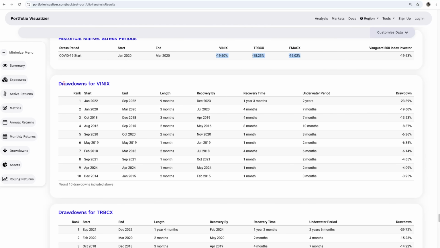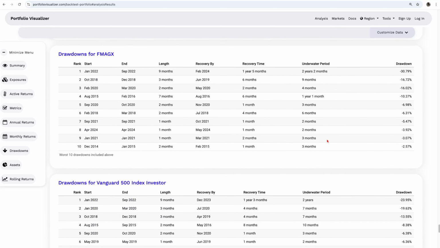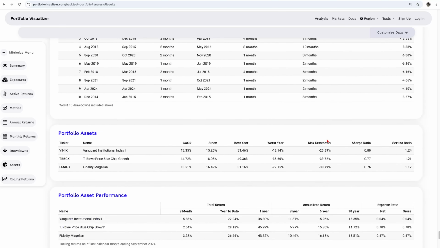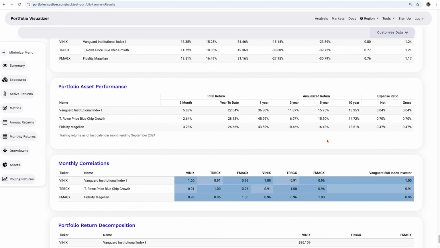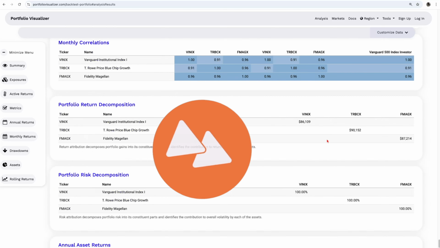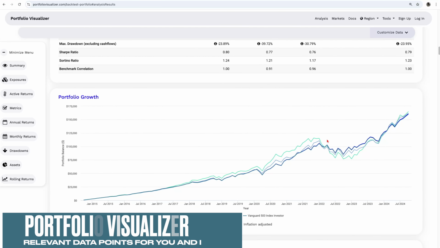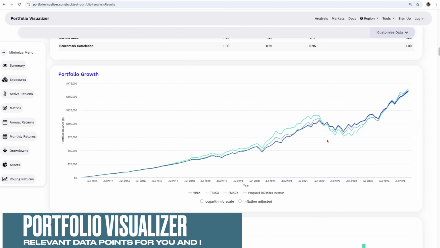It gives you a nice breakdown of when the drawdown started, when it ends, how long it took, when it recovered by, the recovery period, how long it was under the water for all the funds. That concludes the report.